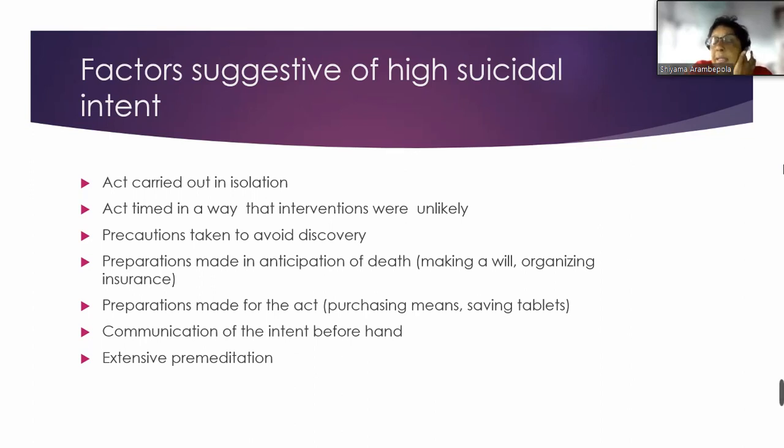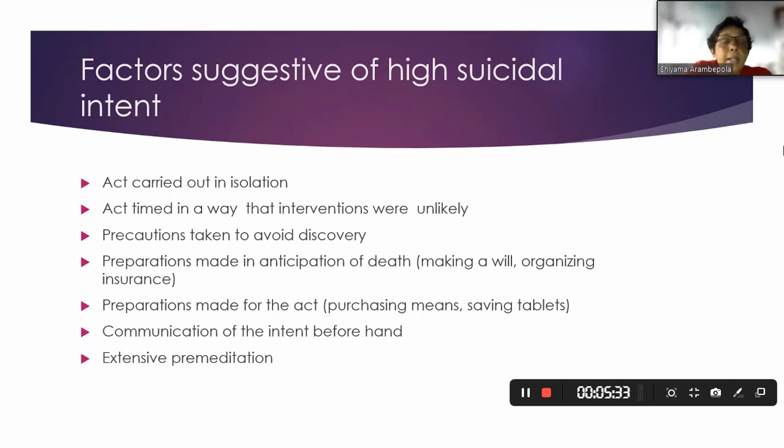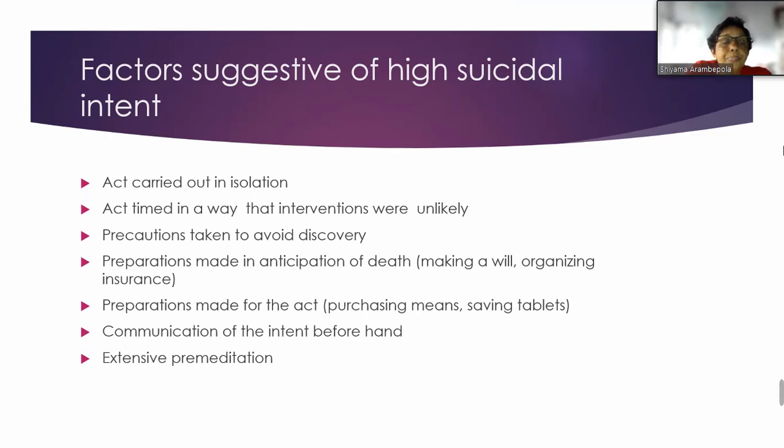So there are certain factors that you have to know, so that we can say that the person has high suicidal intent, right? One thing is act carried out in isolation. They have done it when no one is around, and they knew that there won't be anybody around, so they know that they will not be identified. Second one is act timed in a way that interventions were unlikely, so that nobody will be able to do anything to save the life, right?